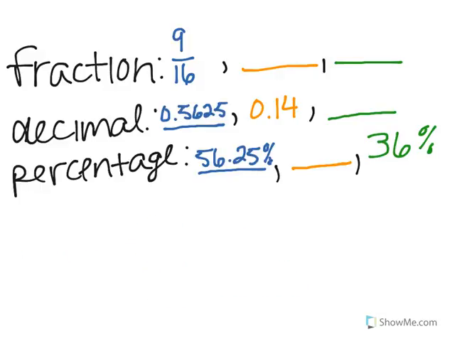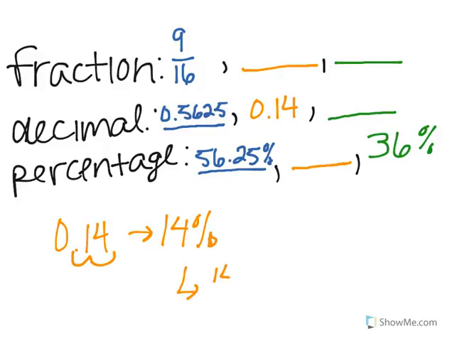Now let's take a look at what happens when we start with a decimal. So if we have 0.14, like I said, if you want to turn that into a percent, you just move the decimal point over 2 spaces. So this becomes 14%. And like we've already talked about, percent means out of 100. So this is also the same thing as 14 over 100. And you can go ahead and simplify that because you want to represent your numbers in the simplest form. So if you divide both the top and the bottom by 2, you get 7 over 50.